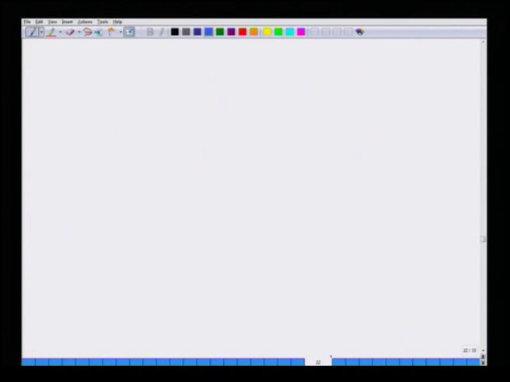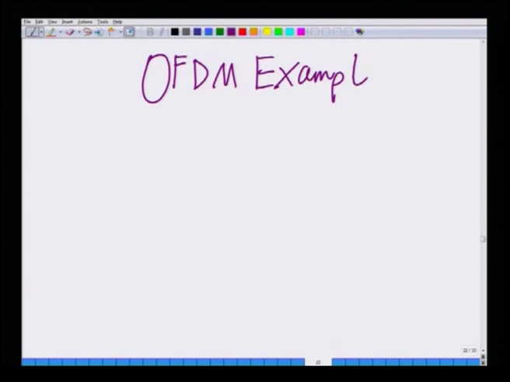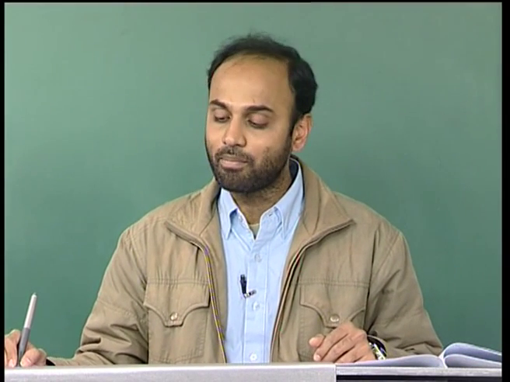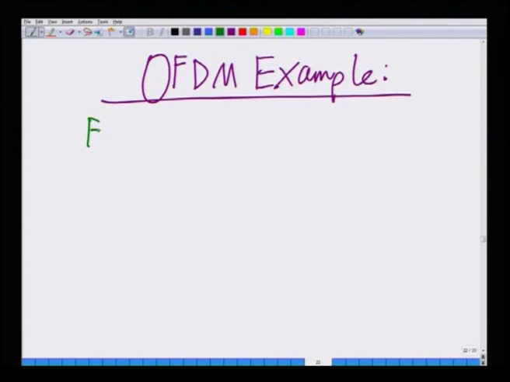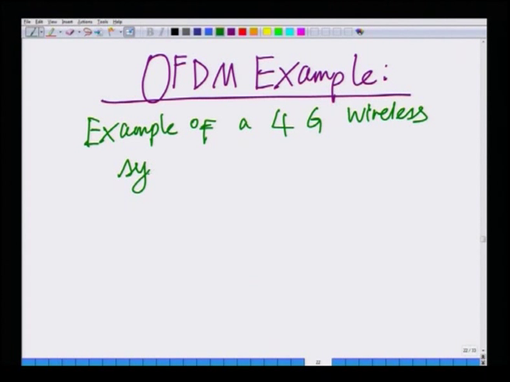Let me now go on to a simple example to illustrate this point better. So let me go on to an example of an OFDM system. Let's consider a 4G wireless system. In fact, what I'm going to consider is an example from WiMAX.